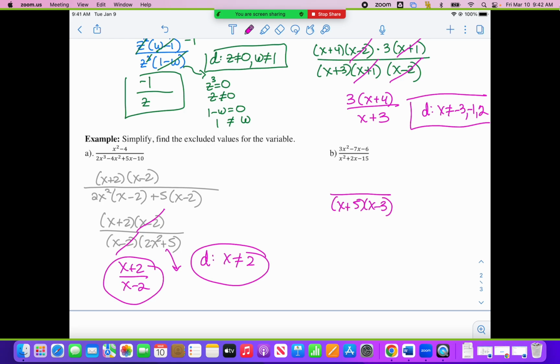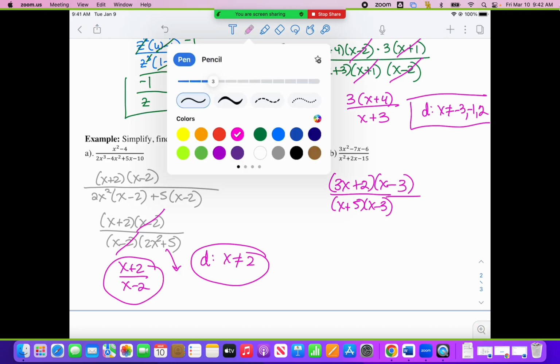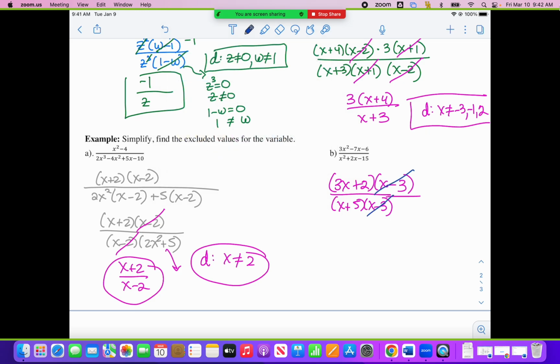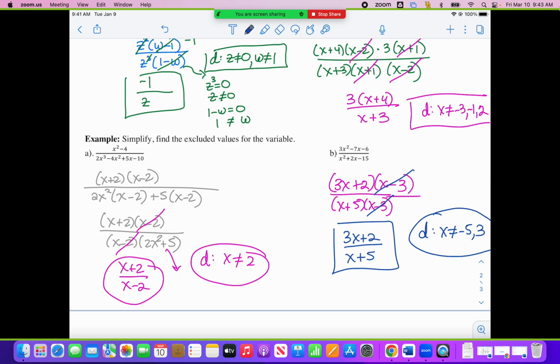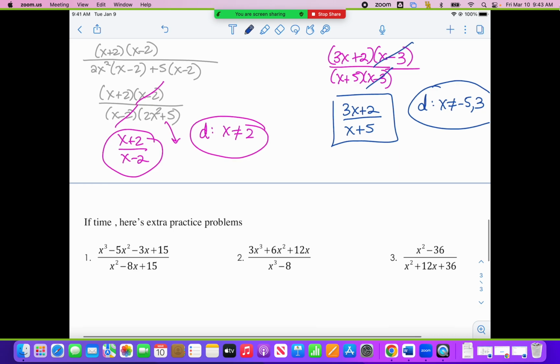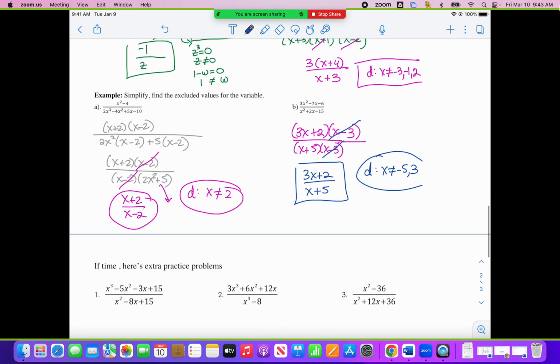All right, then this is what I was talking about when I was talking about working myself backwards. So the x minus 3 cancels. I get 3x plus 2 over x plus 5. My domain, x can't be negative 5 or 3. Okay, if you want to do some extra practice, there's 3 more.